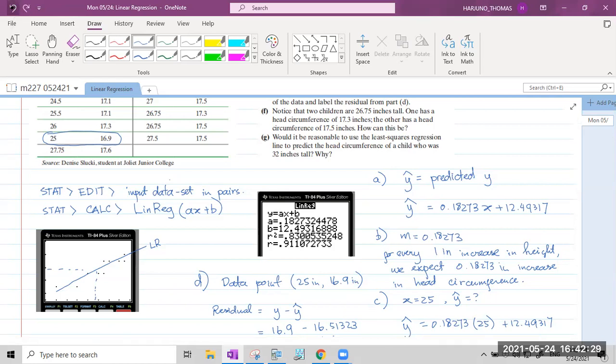Now the thing is, what is residual? Residual means the following. Suppose earlier we have 16.9, right? Let's say this is 16.9 here. According to our linear regression, this is what the head circumference is supposed to be, yet this is the actual head circumference. The residual is the difference here, the distance from the actual data to the predicted data. That's what residual means. Okay, this is a scatter plot.